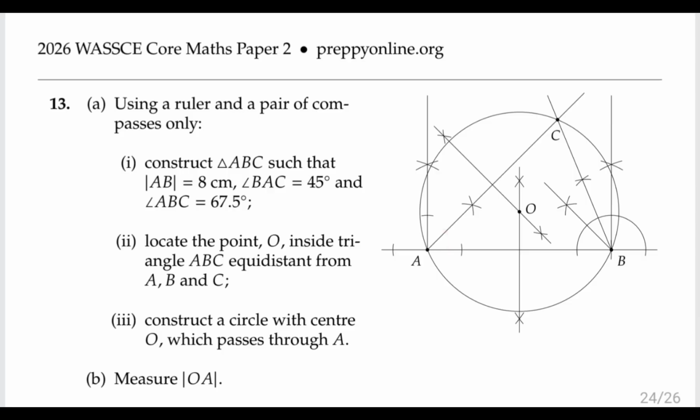We also want angle ABC to be 67.5 degrees. So where is that? This is A, B, C. So we want some angle here that is 67.5 degrees. One way to do it is to draw a perpendicular here and then bisect that perpendicular just like we did, and then bisect the angle between the 45-degree angle and the 90-degree angle.